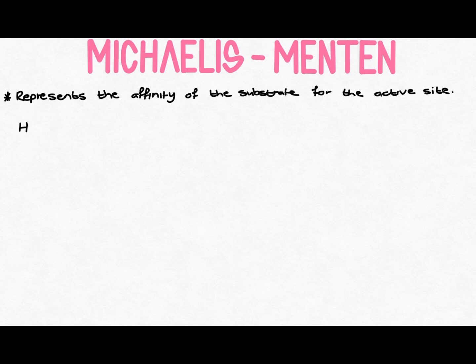We represent the Michaelis-Menten constant by Km. So if it has a high Km, it means that the enzyme has a low affinity for that specific substrate. And if it has a low Km, it means that the enzyme has a high affinity for that specific substrate.